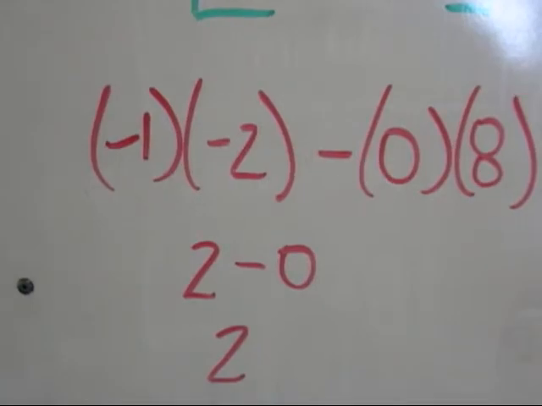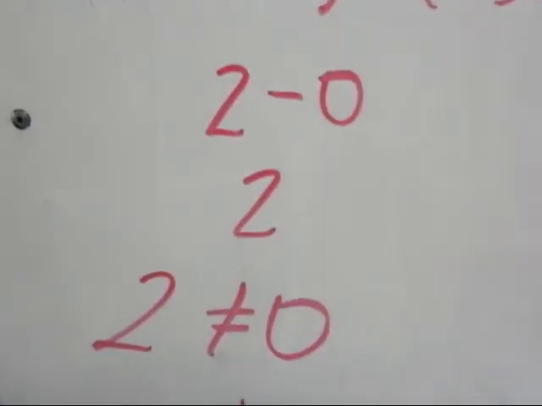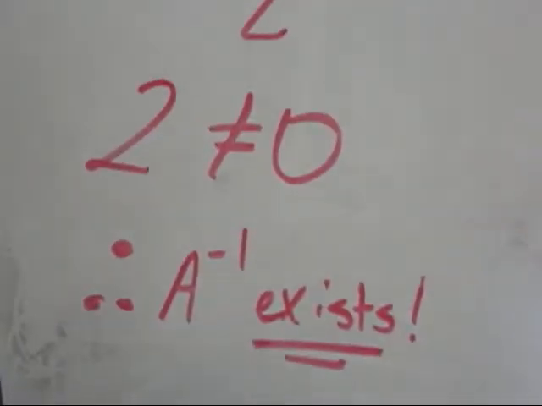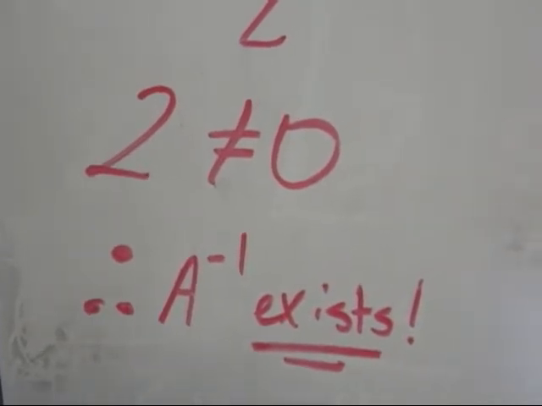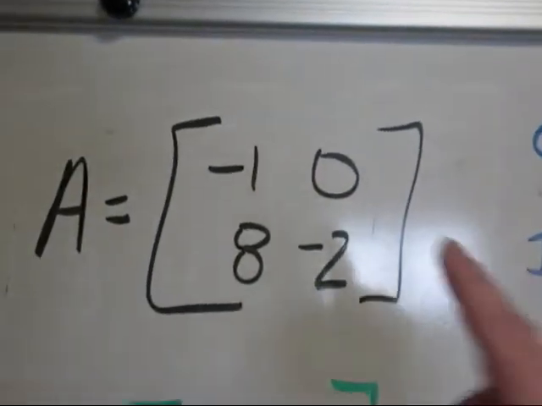Is 2 equal to 0? No, it is not. That means that A inverse exists. Well, now we have to find it. In order to find A inverse, remember what we have to do.